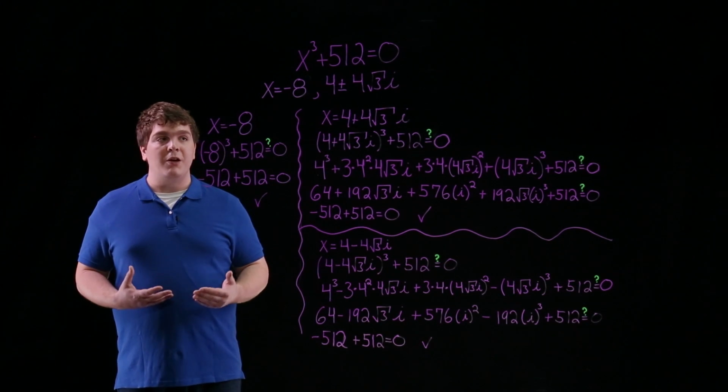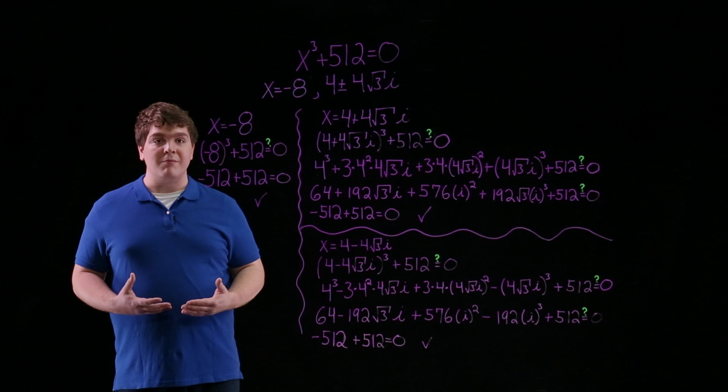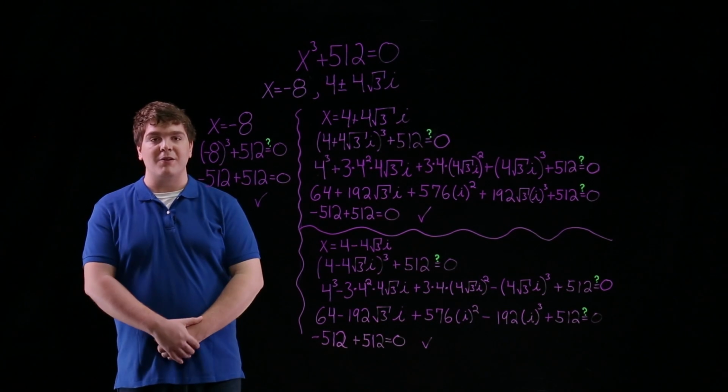Thus, the three solutions to our equation are x equals -8, x equals 4 plus 4 times the square root of 3i, and x equals 4 minus 4 times the square root of 3i.